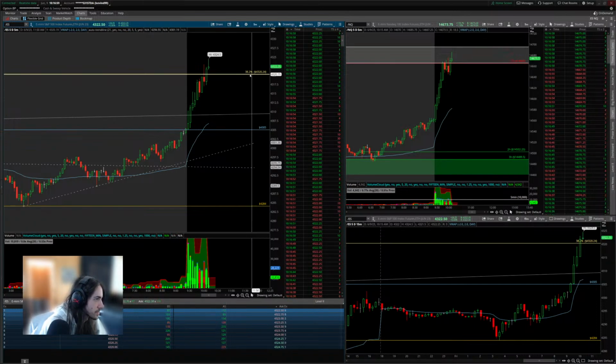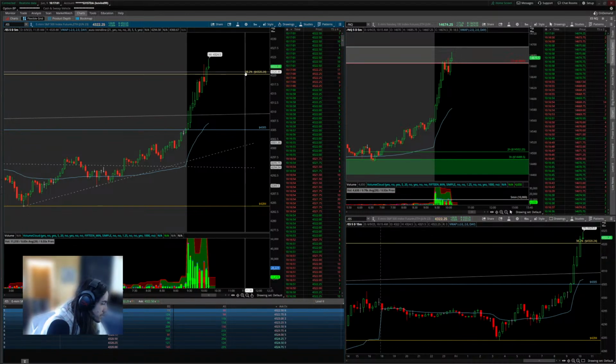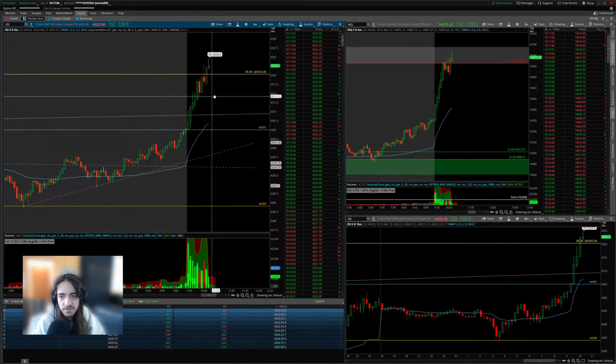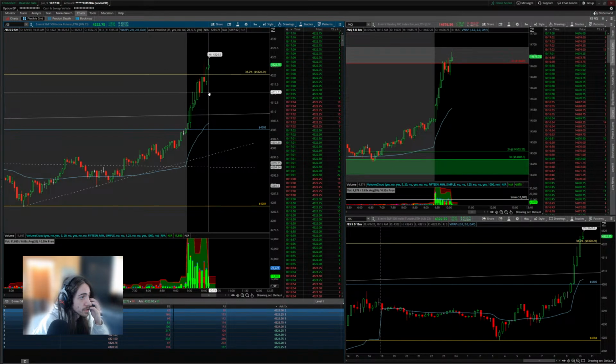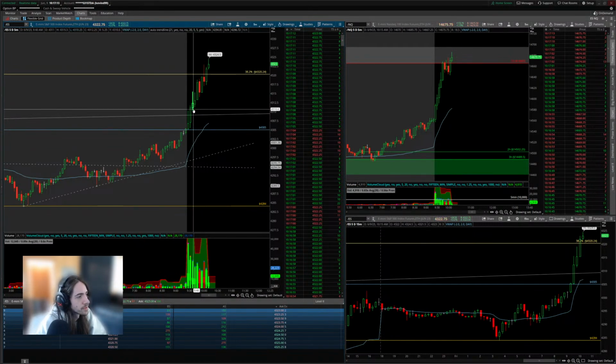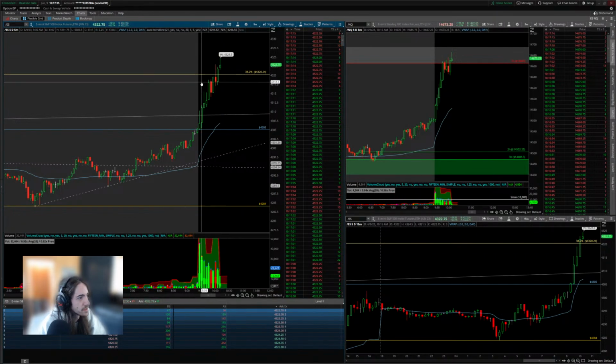43.22 is a tough resistance right here. 43.31. Messaging Bliss, guys. Bliss, the guy I brought in earlier the other day, who does supply and demand too. He's got some key levels over here. So definitely be careful. About a minute and a half left on the 5. Be careful for a big rejection here. See if we can keep pushing.